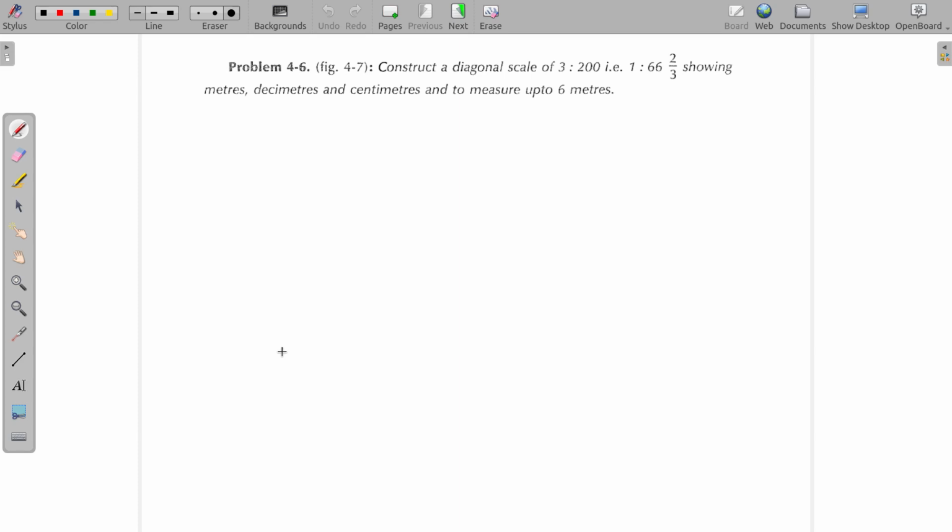Let's directly start solving a problem here. Let's say we are being asked to construct a diagonal scale of representative fraction 3:100, and it must show meters, decimeters and centimeters. Now let's see how we can achieve this.